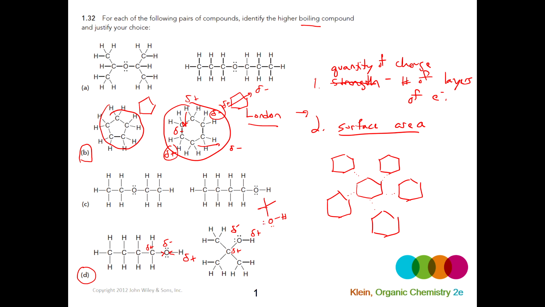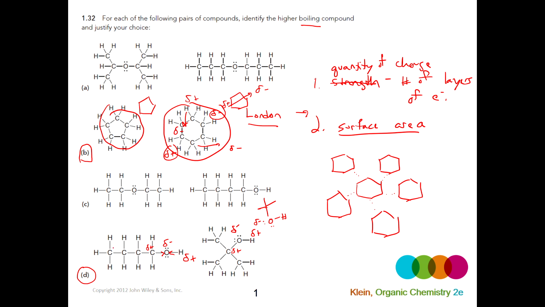I'm just using the bond line representation here. It's much easier to draw, much faster. So the partial negative, partial positive there attracts. So both of these molecules can form hydrogen bonds between each other. One molecule of this type and another molecule of the same type can form hydrogen bonds.